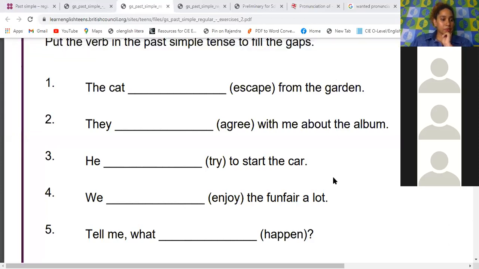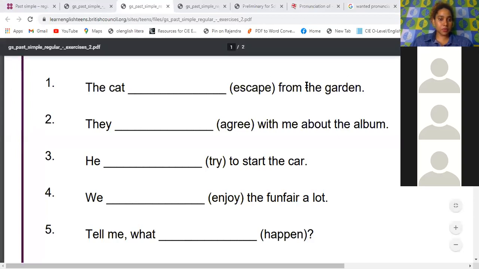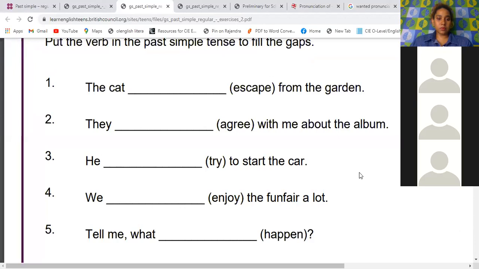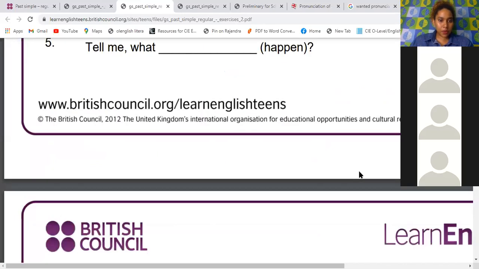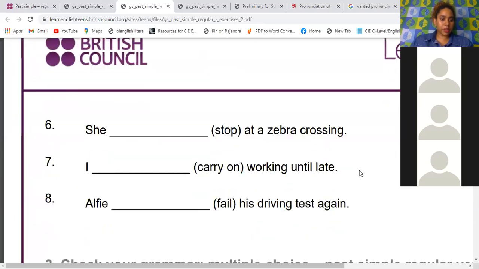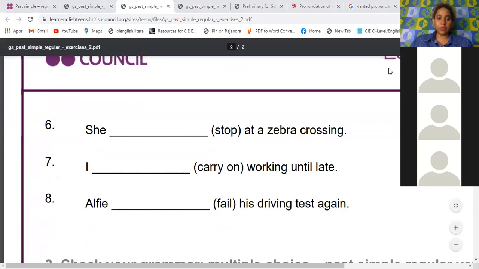We have some more after this. I think there are 8 questions. I'll show you the rest after finishing this part. Please don't share the answers in the chat box. You just keep your answers to yourself. Don't share it. If you have finished the first file, then we have 6, 7, 8. Remember the spelling rules when you do this.